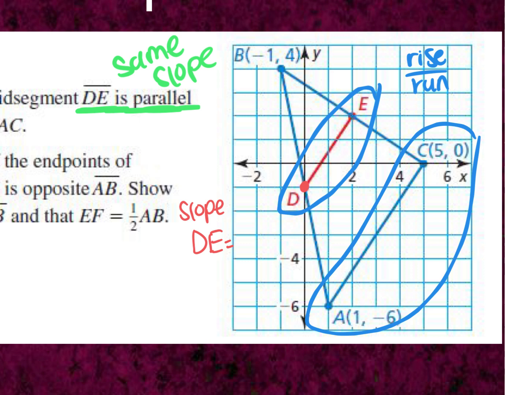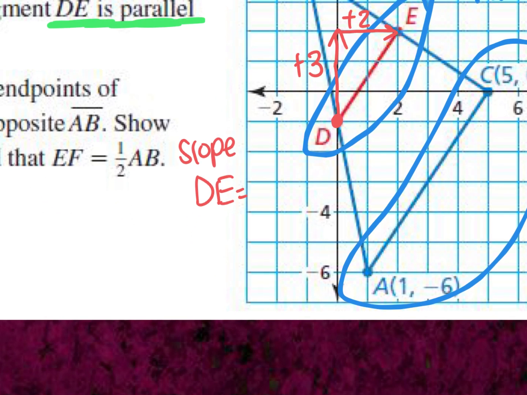Start at D. How much do you rise to go to E? 1, 2, 3. So plus 3. Why is it positive? You're going up. And then to get to E, you go how many units to the right? So plus 2. Why is it positive? You go to the right, okay? So what's my slope? Is it 2 over 3 or 3 over 2? 3 over 2.